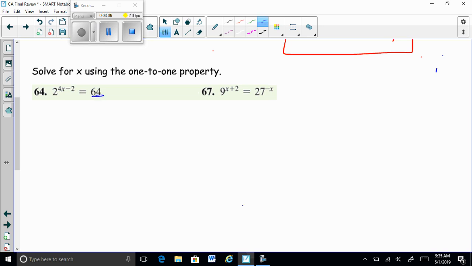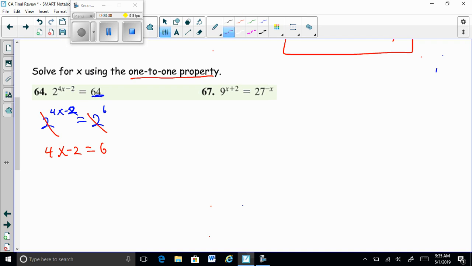So on this first one right here, we're going to change that 64 to a base 2. So we're going to change it to 2 to the power of 6. It's the same thing as 64. So the one-to-one property is basically if you have the same base, you can go ahead and cancel those out and set the exponents equal to each other.